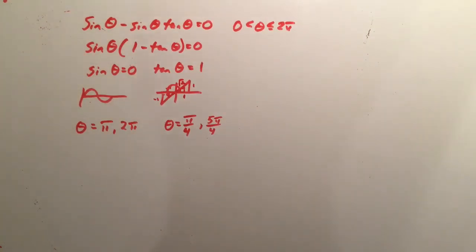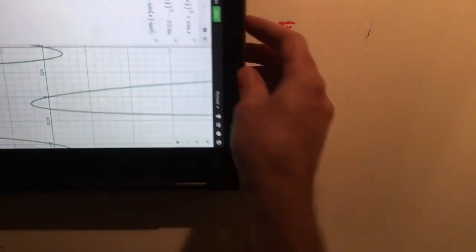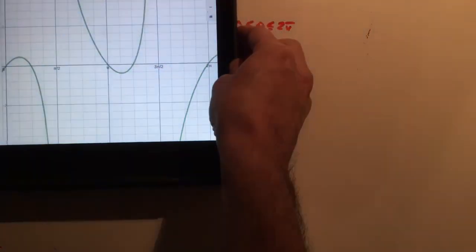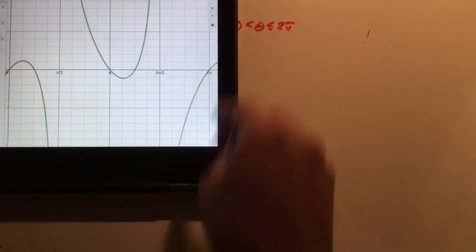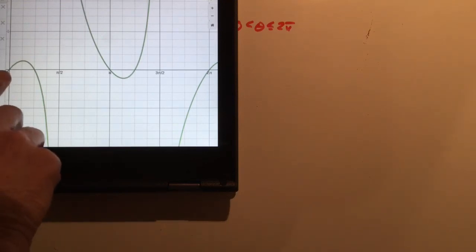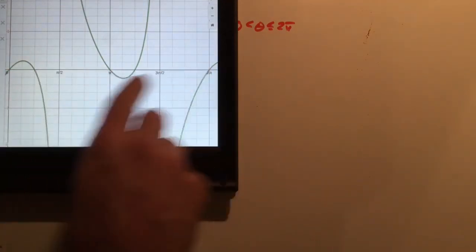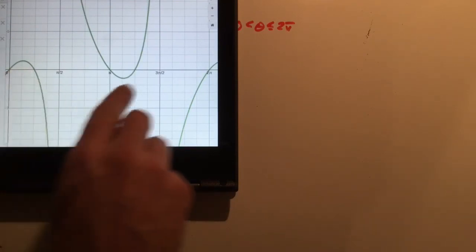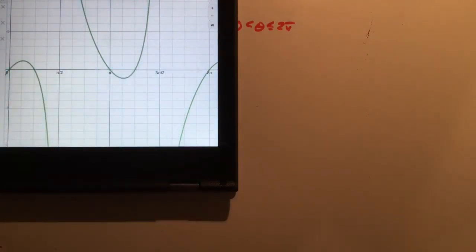Again, if you'd like to take a look at the graph, this one is going to look really kind of strange. Okay, here you go. This is sine theta minus sine theta tan theta. Not surprised to see a couple of asymptotes in it because of the tan theta curve. And you can see it actually is equal to 0 at 0, pi, 2 pi, and then that must be pi fourths and 5 pi fourths. Okay, so that's that. Solving quadratic trig equations. Go do some practice.